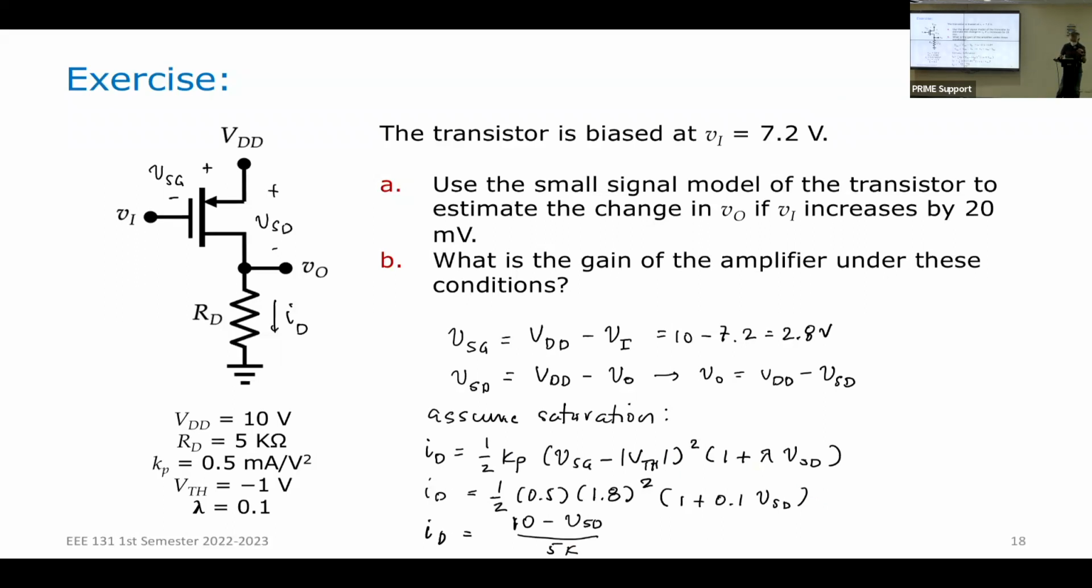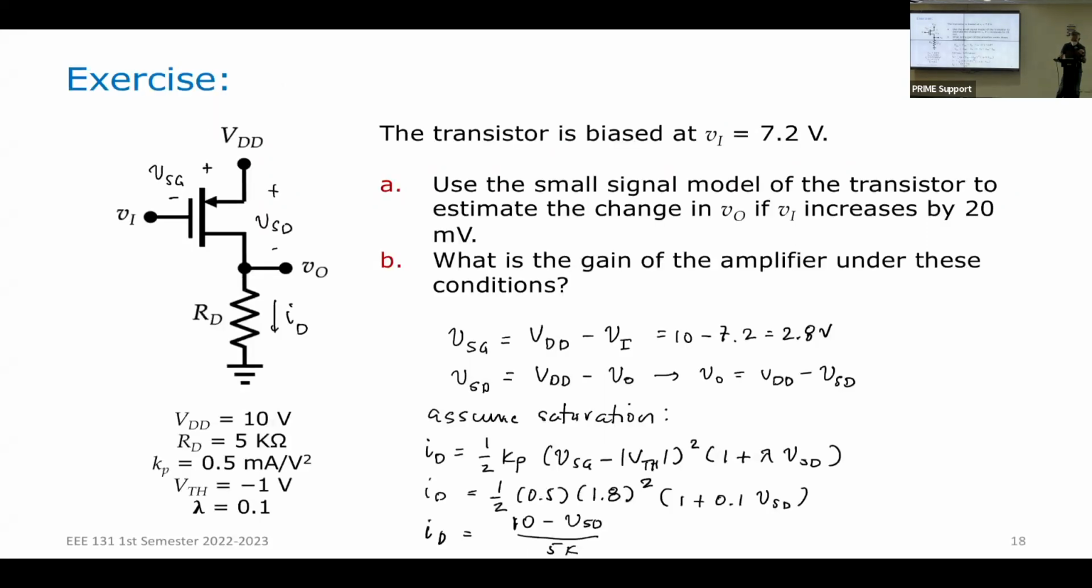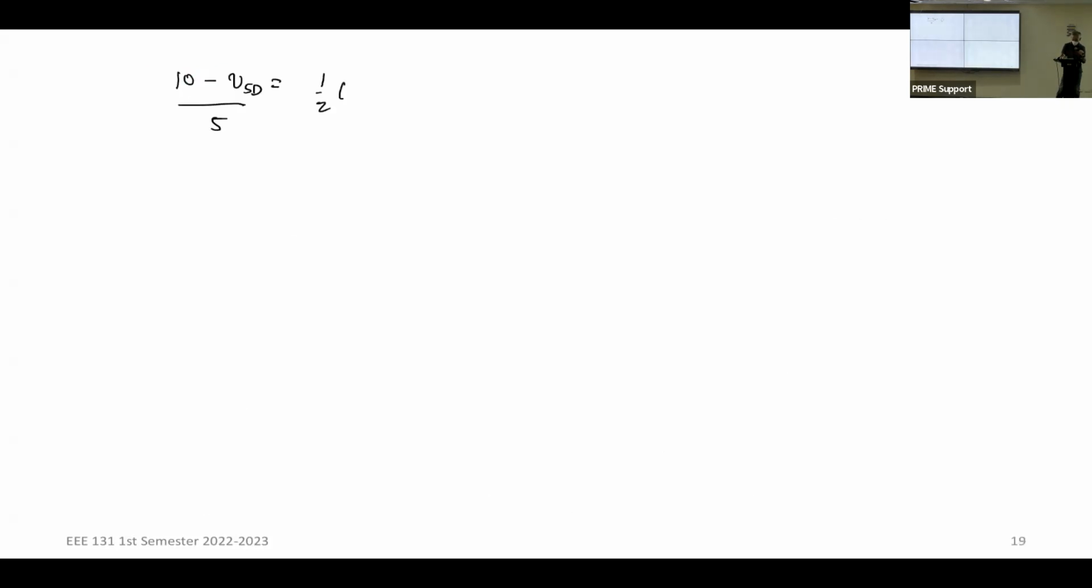What comes out? You have 10 minus VSD over 5 is equal to 1/2, 0.5, 1.8 squared, 1 plus 0.1 VSD. And if you compute this, you're going to get VSD is equal to 4.235 volts. How many got 4.235 volts? 4.23 is okay, actually 4.234 something. You should have reached that.